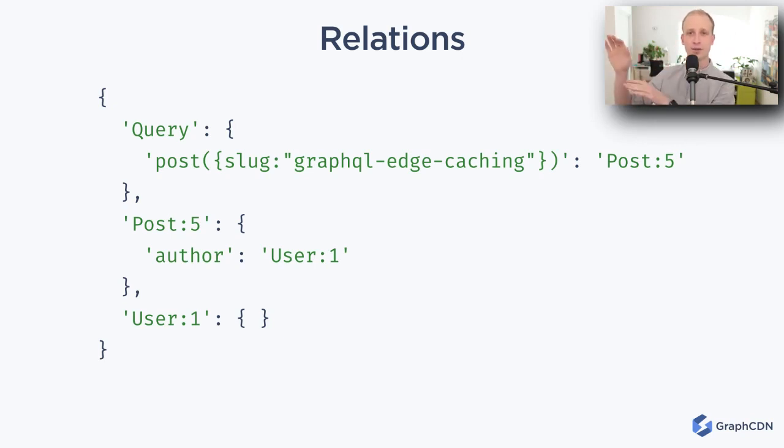If you're fetching the post with the ID 5's author, then that corresponds to the user with the ID 1. And then the user with the ID 1 doesn't have any further relations or links that you can go into.